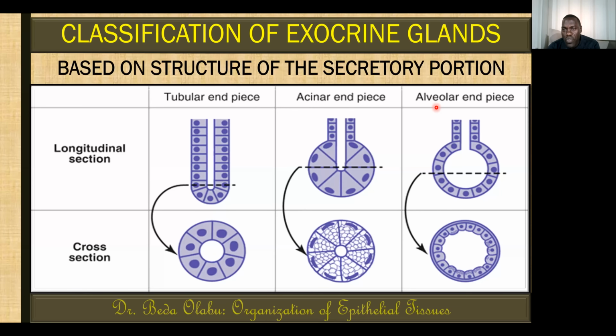The third type of secretory portion is the alveolar type. And alveolar looks like this. The difference between this and this is that there's ballooning of the cavity of the secretory portion. And this is how alveoli will look on cross-section. So we can classify exocrine glands based on the structure of the secretory portion.